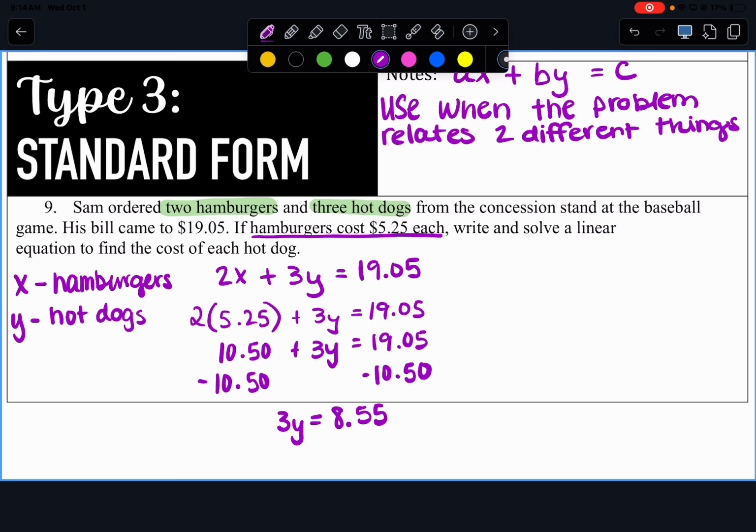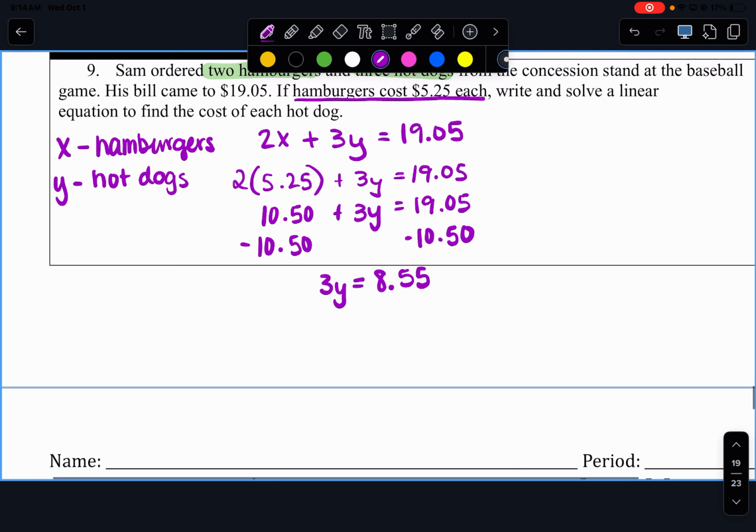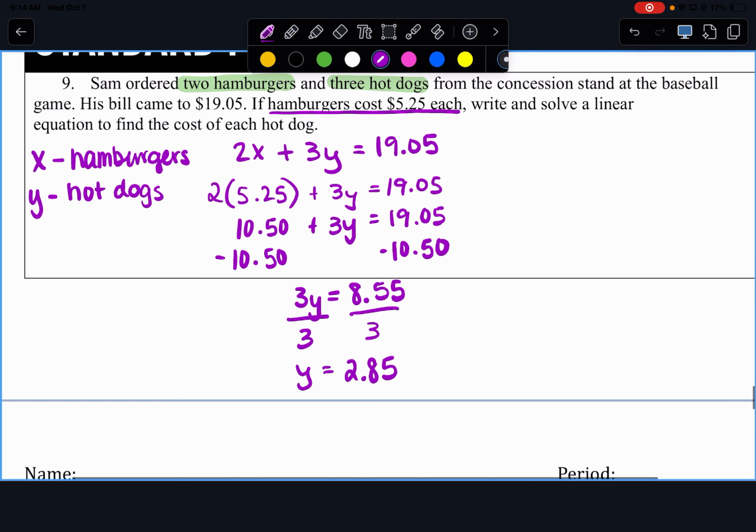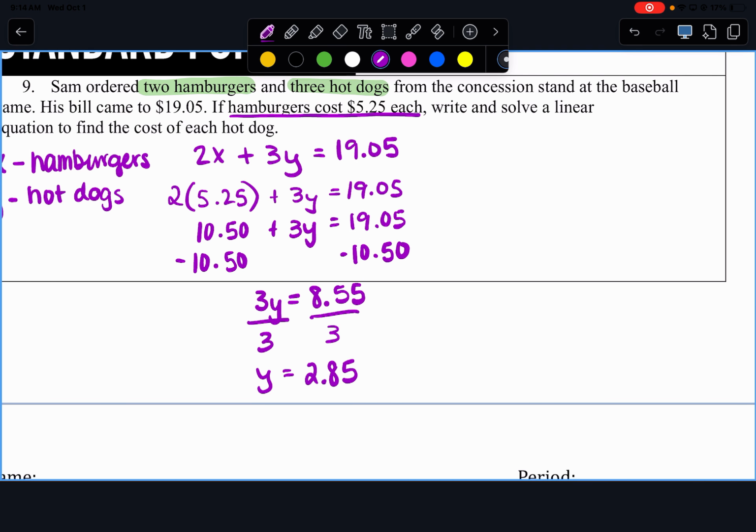All right. Now, what do I do from there? Divide by 3. And so y equals 2.85. Now, not only do I have to solve this, but I have to do it in context. So 2.85 is what? So it is $2.85 per hot dog.